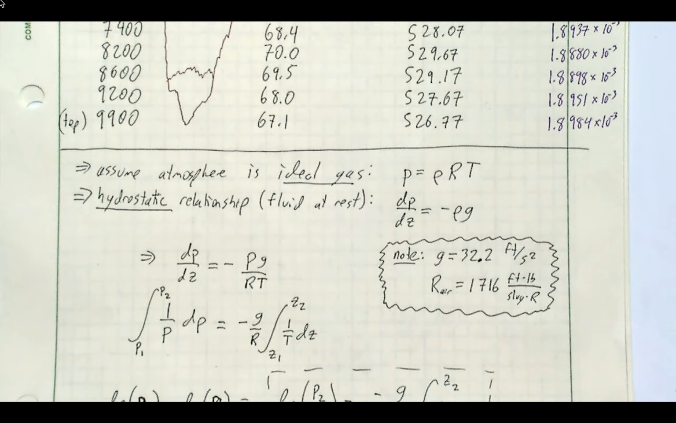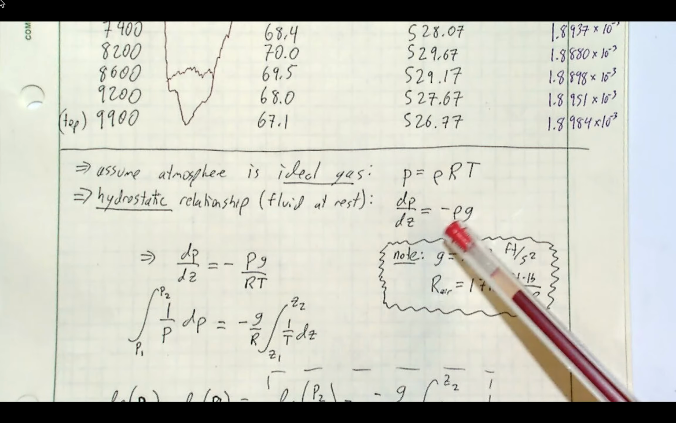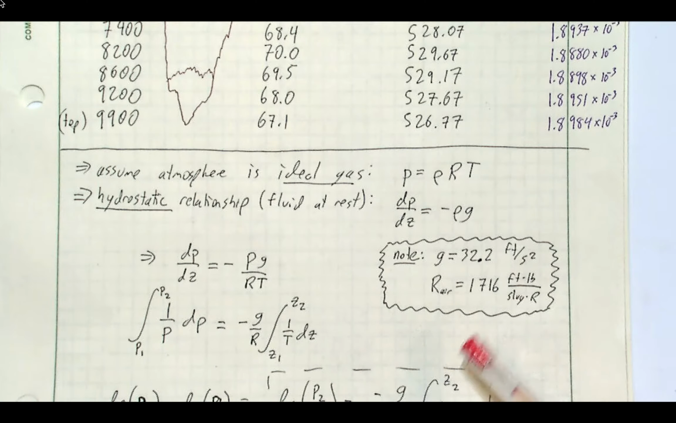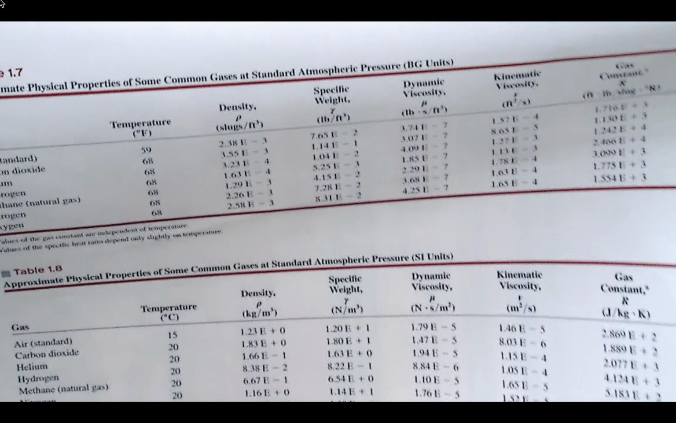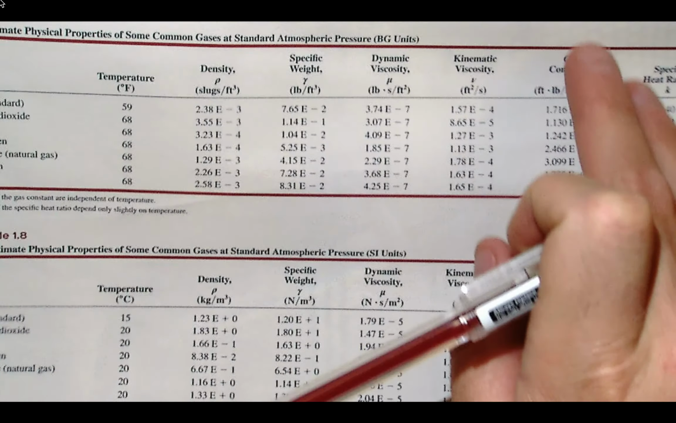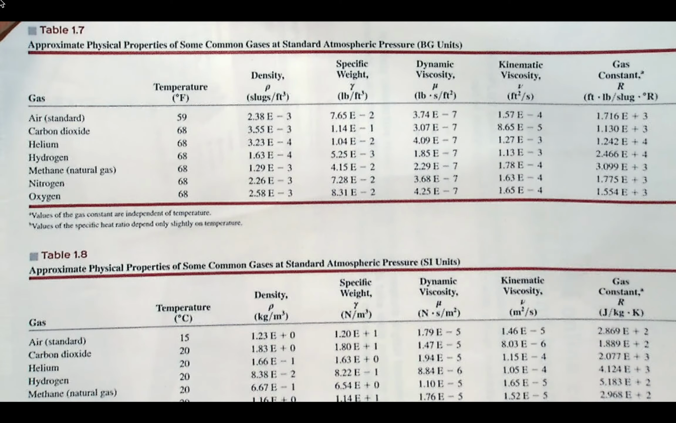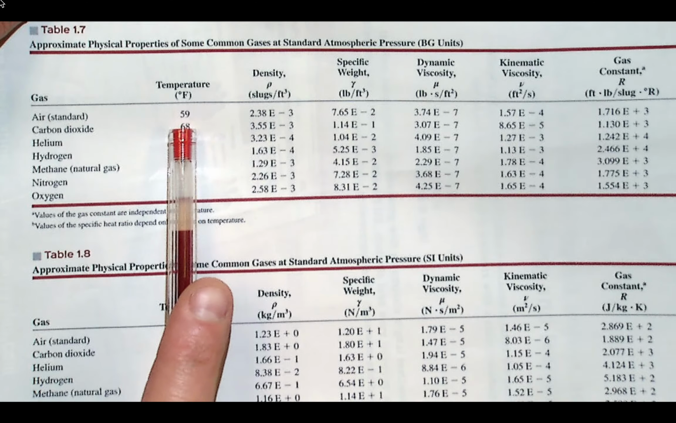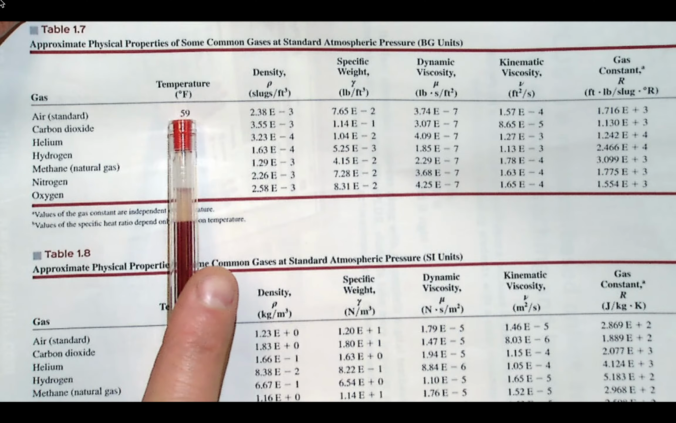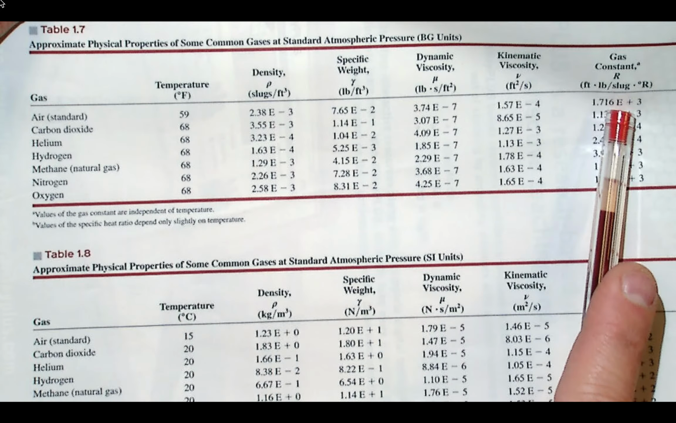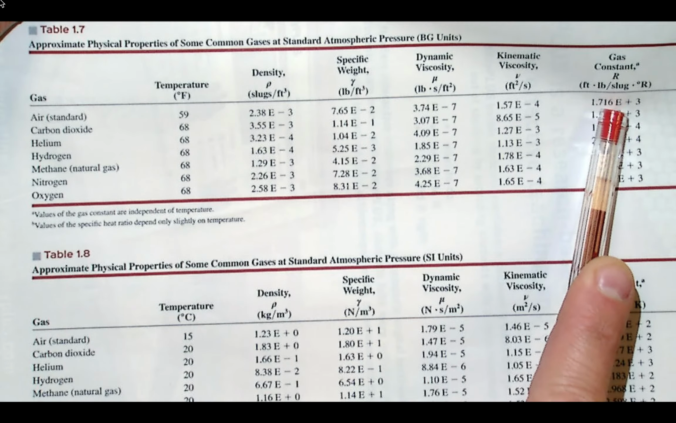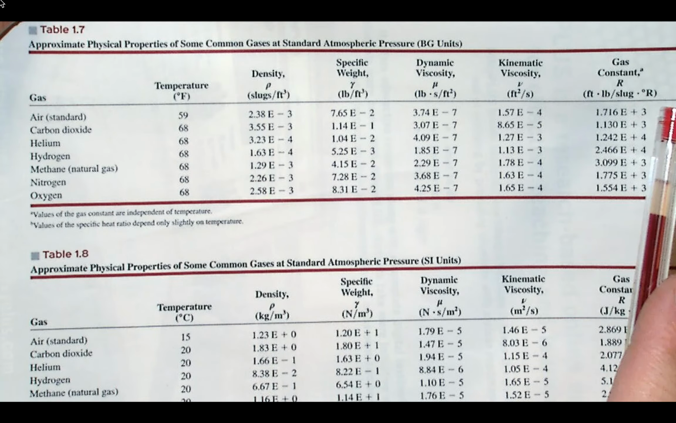But since density is not constant for a gas, we need to be a little bit more careful with it. So again, the fluid property of interest here is going to be the gas constant of air. Let me show you where that is. That's now going to be table 1.7 in our book. We are in British units here. If we just look at standard air, we have a temperature given here, but we're just going to use, say this doesn't change very much, 1.716 times 10 to the 3 feet-pound per slug degree Rankine.